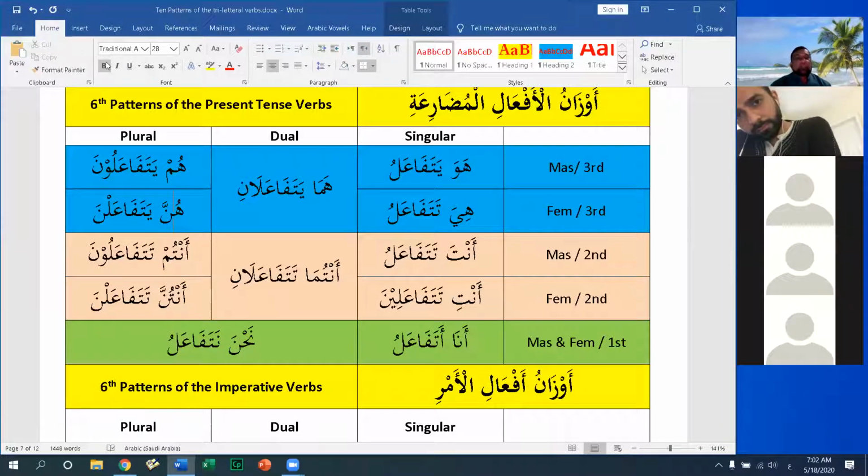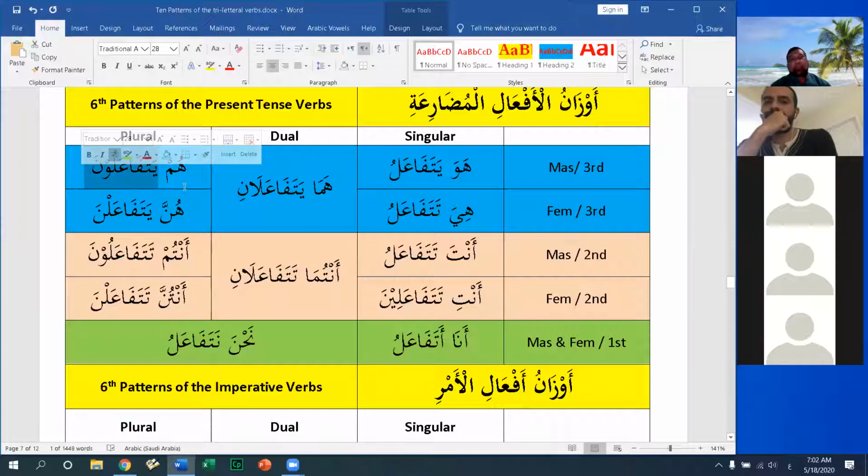And then if you look at the hadith that I mentioned to you: وَمَا اجْتَمَعَ قَوْمٌ فِي بَيْتٍ مِّن بُيُوتِ اللَّهِ يَتْلُونَ كِتَابَ اللَّهِ وَيَتَدَارَسُونَهُ.